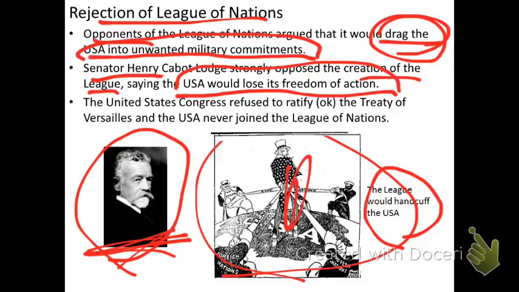So, our final thing here: the U.S. Congress was required to ratify the treaty before it would become law, and since they refused to ratify it, the United States never joined the League, even though it was our president who proposed it and pushed for it to be created.